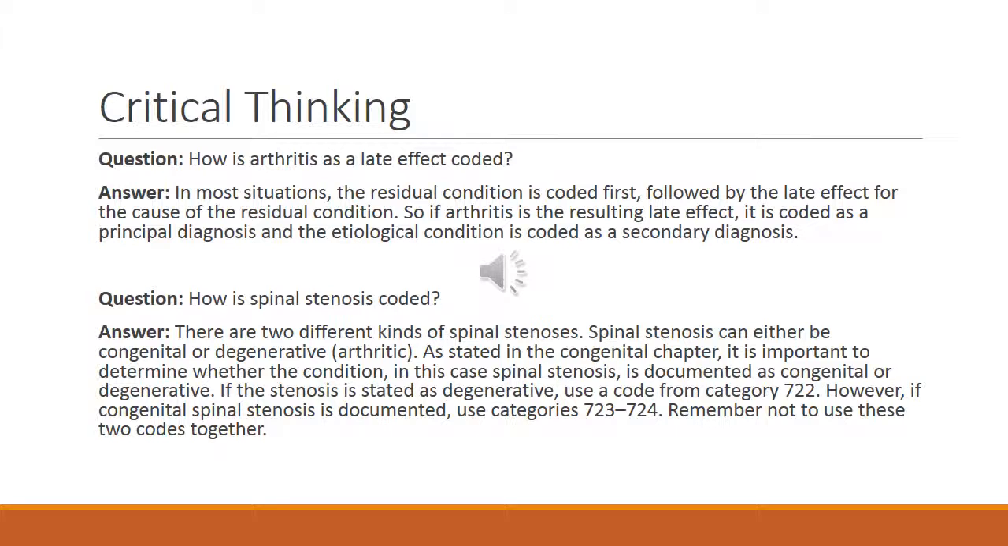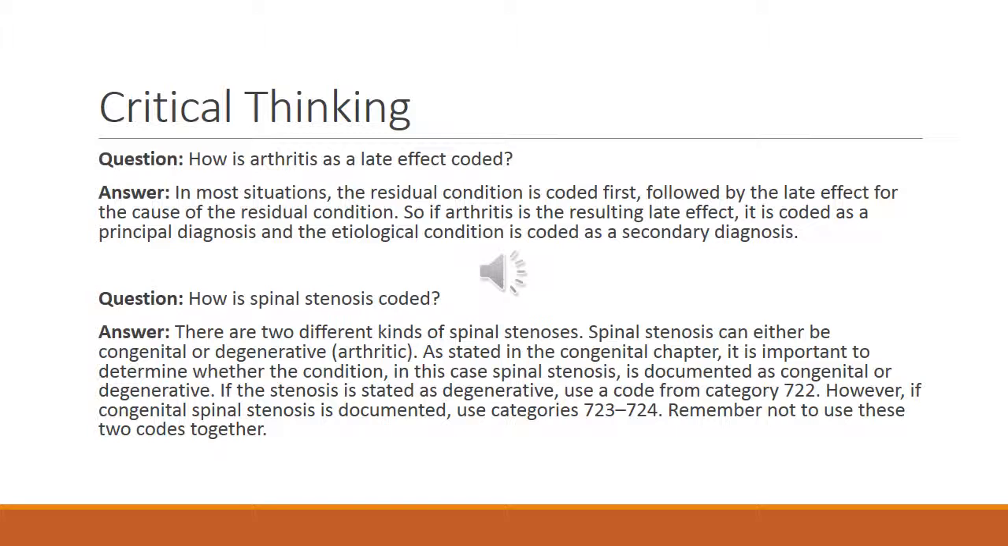Our answer. In most situations, the residual condition is coded first, followed by the late effect for the cause of the residual condition. So if arthritis is the resulting late effect, it's coded as a principal diagnosis and the etiological condition is coded as a secondary diagnosis.